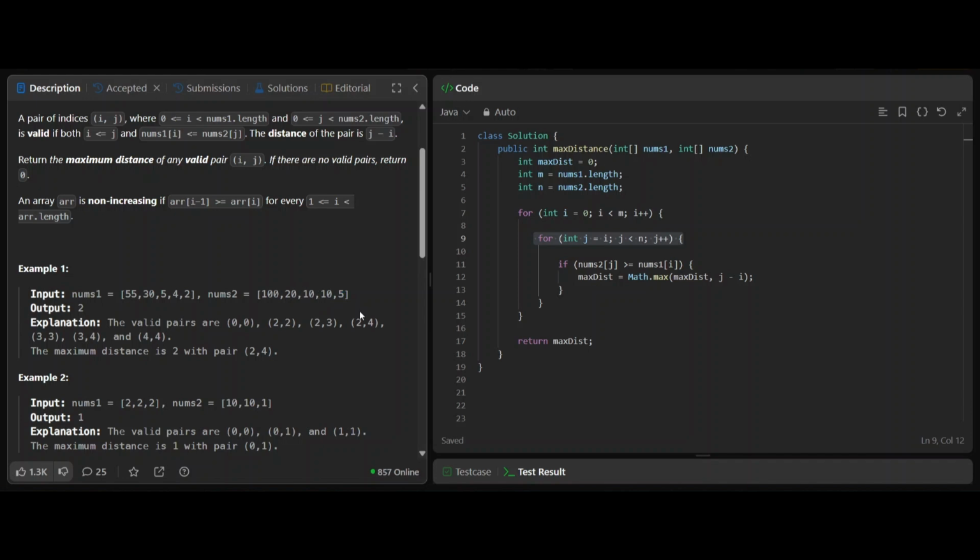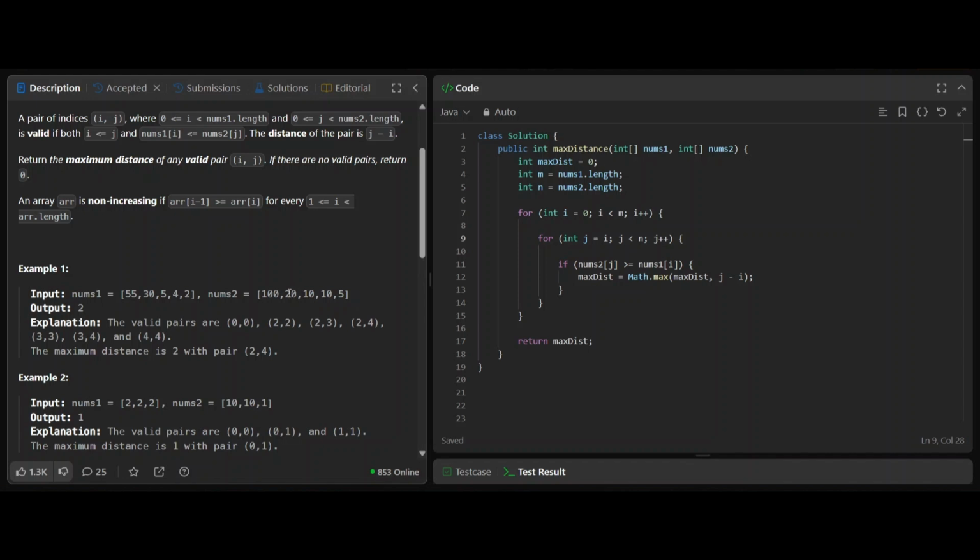Yes, farthest means what? Close from the back, isn't it? Close from the back, right? So why am I not starting the loop from n minus 1 instead of i, going down? And wherever I find my first valid index, I just compare the distance and break.